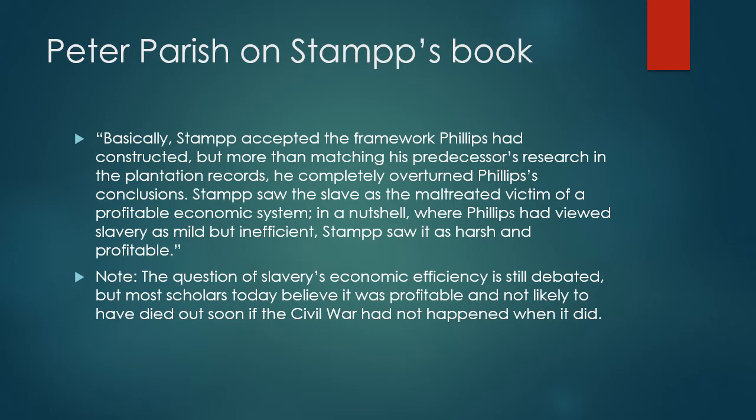Again, this is what Peter Parrish says about Stampp. He says that Stampp completely overturned Phillips' conclusions. Stampp saw the slave as a maltreated victim of a profitable economic system. In a nutshell, where Phillips had viewed slavery as mild but inefficient, Stampp saw it as harsh and profitable. Now, whether slavery was profitable is still debated among economic historians, but the general trend today is that yes, it was profitable. It was not likely to have died out if the Civil War had not come along when it did, at least not very soon.